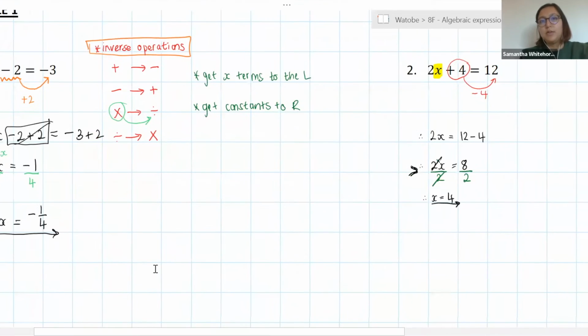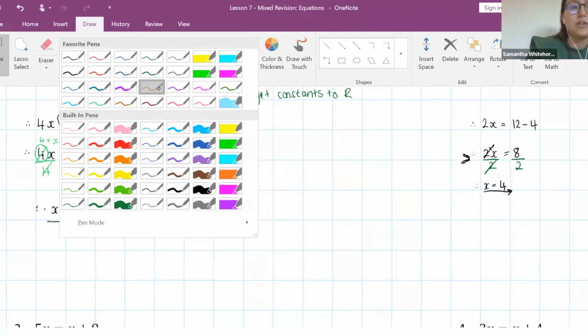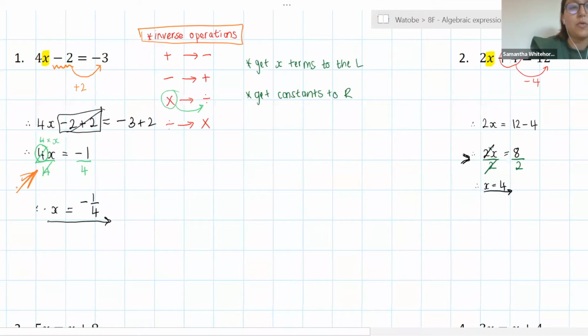Okay, so if we have a look again at example 1, I have to get rid of the 4 in front of the x. And the only way for me to get rid of that 4 in front of the x is to divide it by 4. Now, like I just said in the last example, if I'm going to divide this side by 4, I also need to divide the other side of my equation by 4 to keep it balanced. And negative 1 divided by 4 equals negative 1 over 4, or negative a quarter. So that's essentially where I got that answer from.